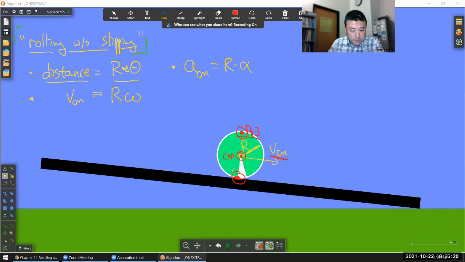And really the most important point is here. When we say something is rolling without slipping, it must mean that this point here is not sliding. Because if this point is sliding either way, then it's slipping. So when someone says something is rolling or rolling without slipping, they are in many words giving you the information that this point has velocity of 0.